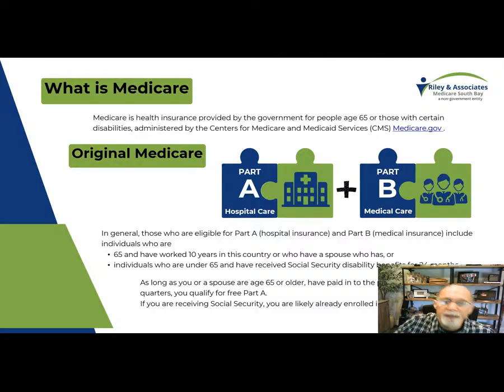So what is Medicare? Medicare is health insurance provided by the federal government for those age 65 and older, and those under 65 with certain disabilities. Now, most people are eligible for Part A and Part B if they are 65 and either they or a spouse has paid into the Social Security system for 10 years or 40 quarters.